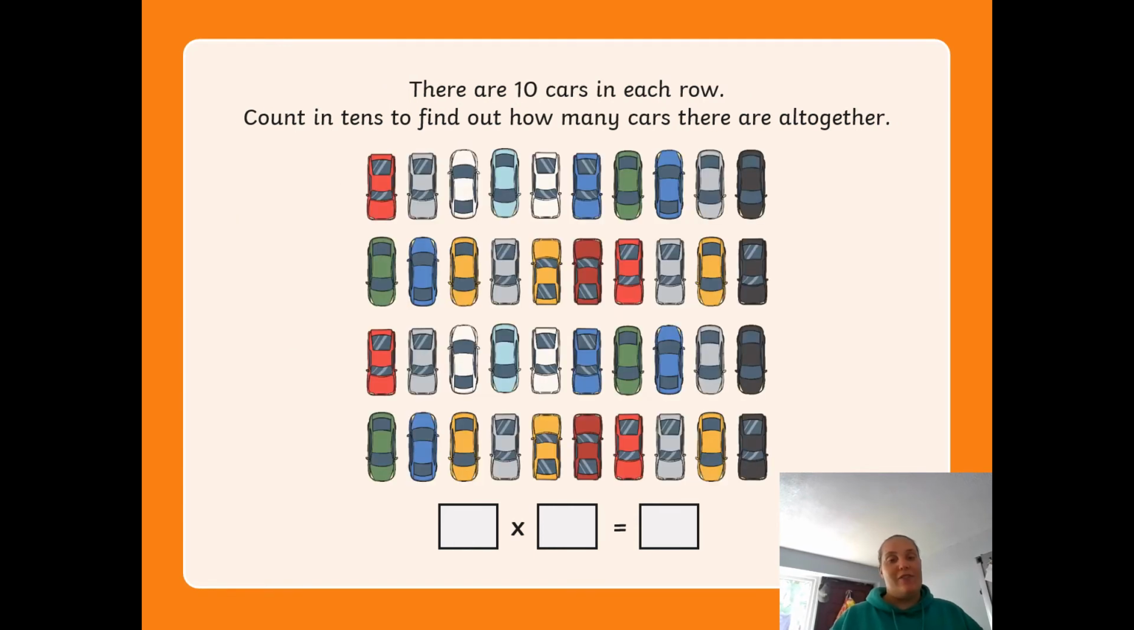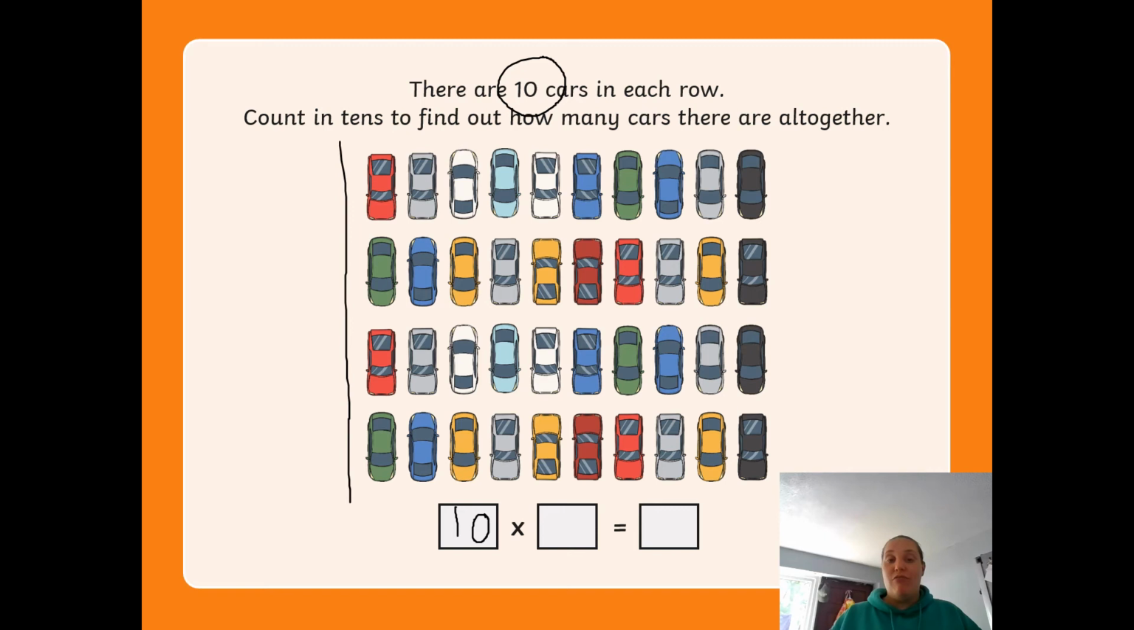Okay, now we've got a car park full of cars. So this is showing there are 10 cars in each row, and we need to find out how many cars there are altogether. Now 10 is a really important number here, so our number 10 goes into one of the boxes at the bottom. We just need to now know how many rows we have got.